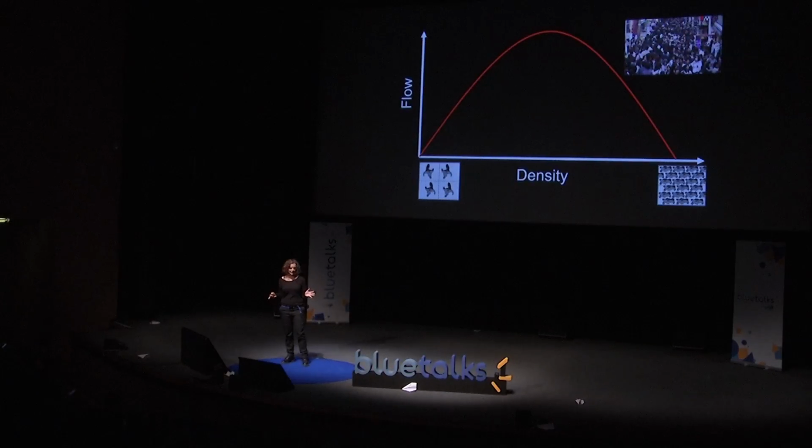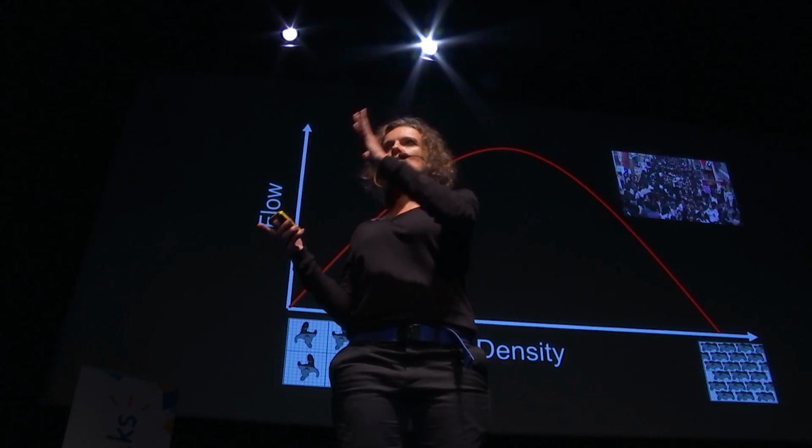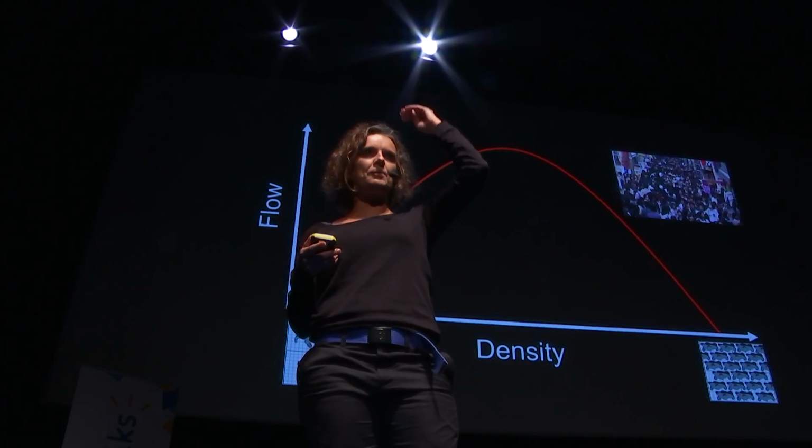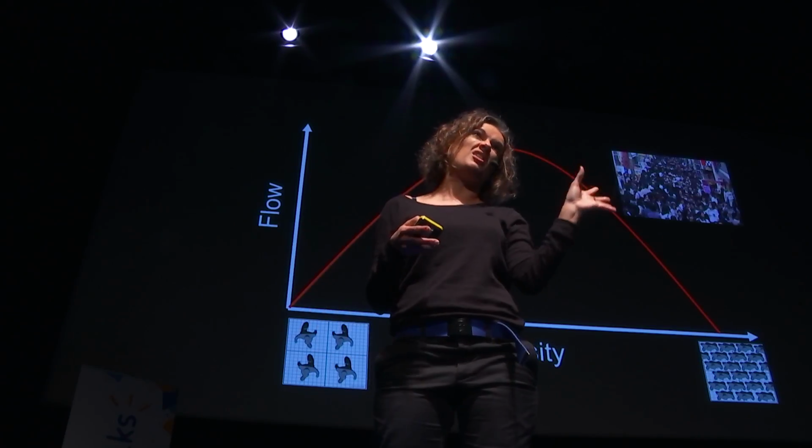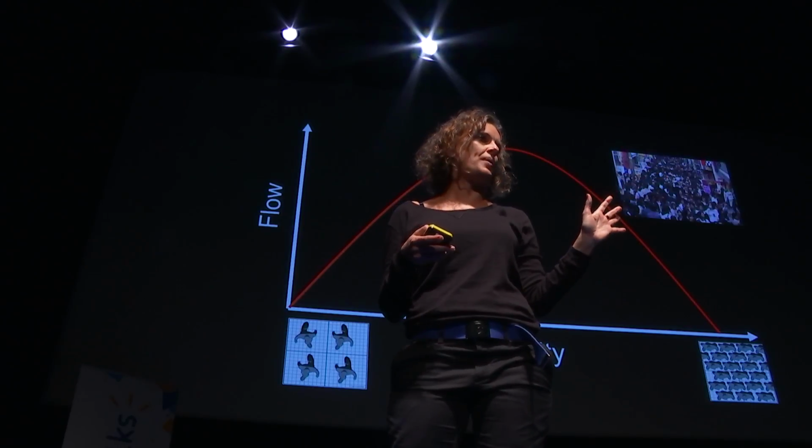The flow looks like that. At low density, you have a very small flow. The more you increase the density, the more the flow increases, and you reach a maximum. You have to know that for pedestrians, the maximum is 2.5 pedestrians per square meter. If you go above this density, the flow decreases. And you get completely stuck if you're at 8, even with 6 people per square meter.